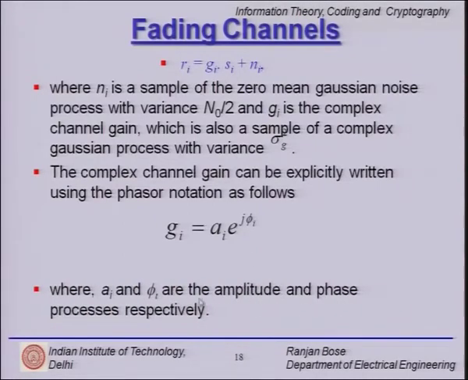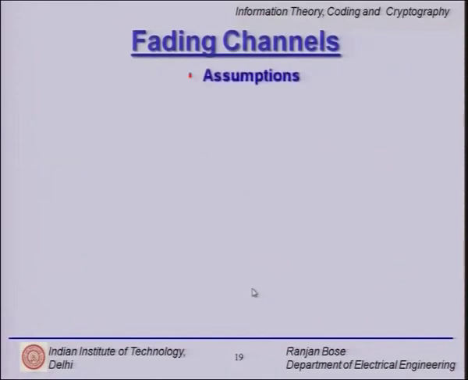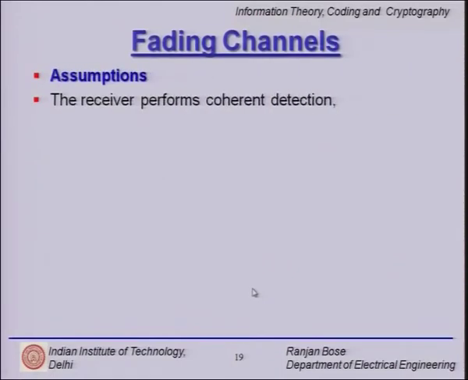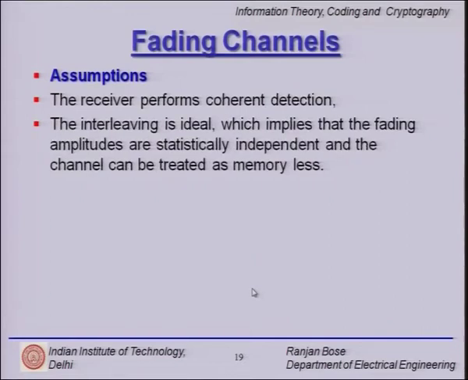A_i and phi_i are the amplitude and phase processes respectively, and they can be modeled differently. For example, depending upon whether you have a line of sight or not, A_i could be Rayleigh or Rician, and phi_i is typically uniformly distributed over 0 to 2 pi. So, let us see if we can start with some assumptions. Let us say that the receiver performs coherent detection, not a bad assumption. Interleaving is ideal. So, we have the fading amplitudes statistically independent, and the channel can be treated as a memoryless channel.